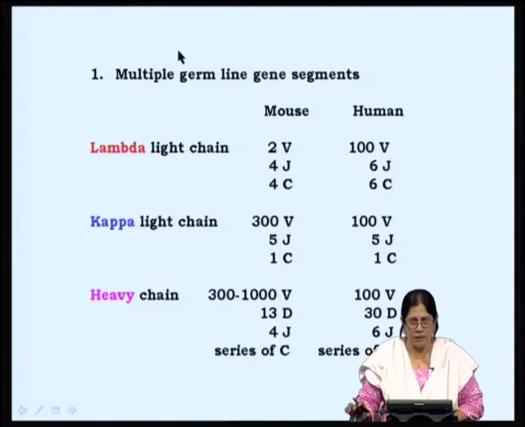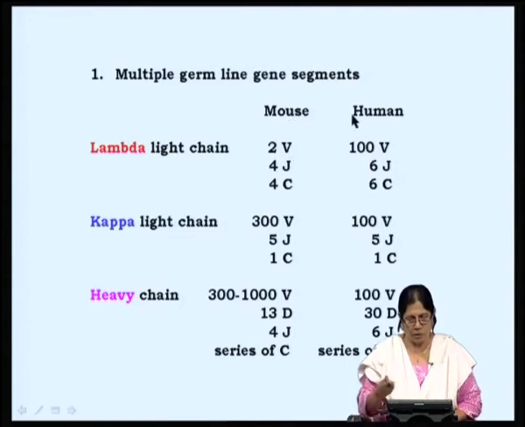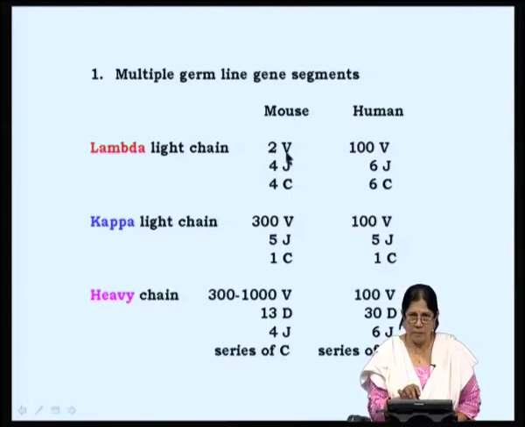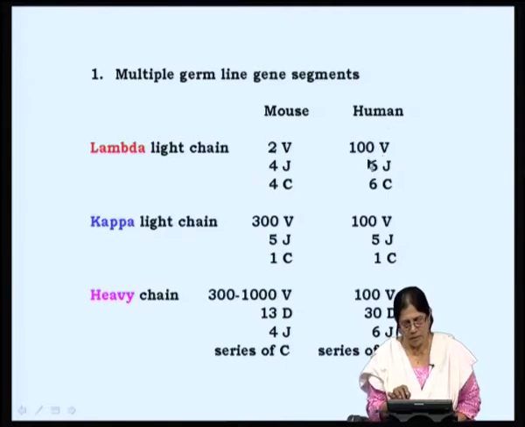Now, let us go to the first mechanism, that is multiple germline gene segments. I have on the slide the estimated V gene segments corresponding to the lambda light chain in mouse and human, the kappa and the heavy chain. I would like to take the simplest one first, the lambda light chain. You can see in the mouse there are only 2 variable gene segments corresponding to the lambda light chain. In human, however, this has evolved to have 100 different V gene segments.